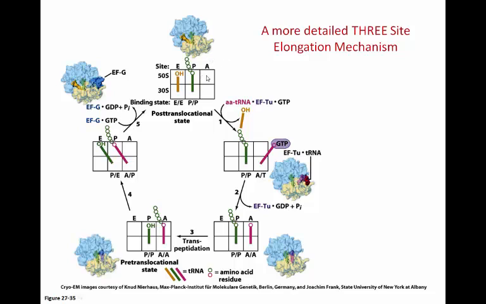So the A site is now empty. The ribosome has moved one codon down the mRNA. It would be nice if this actually showed the mRNA right here, but it doesn't. And now the A site is empty. The E site is uncharged.